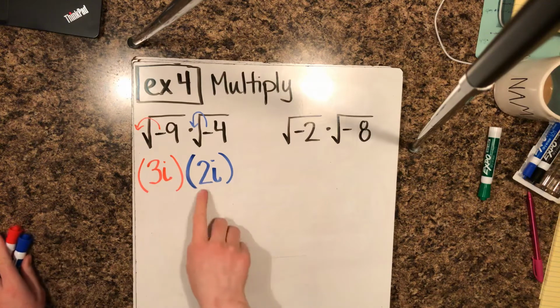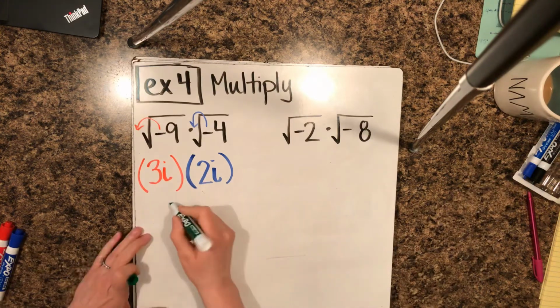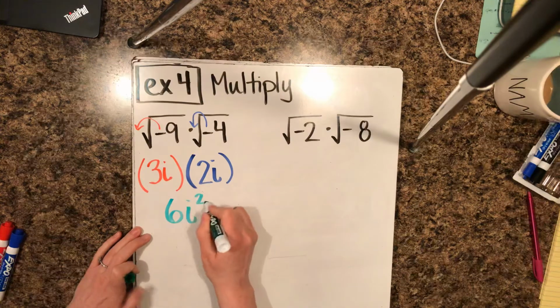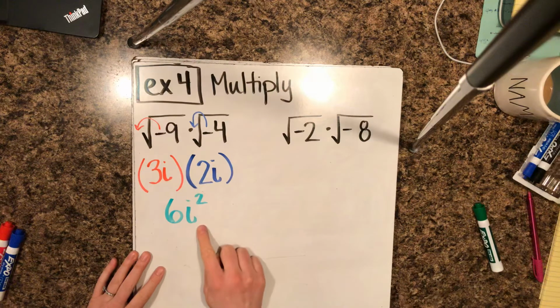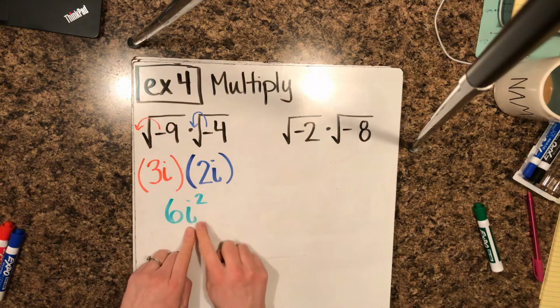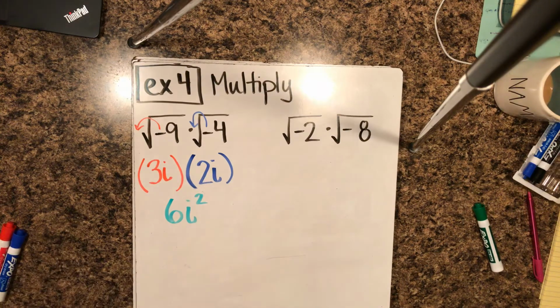If this was 3x and 2x, our answer would be 6x squared. Okay, so it's the same thing, 6i squared. But there's one more thing that you need to know. We never leave a final answer with i with any exponent at all, okay? So we have to go back to the definition of i.